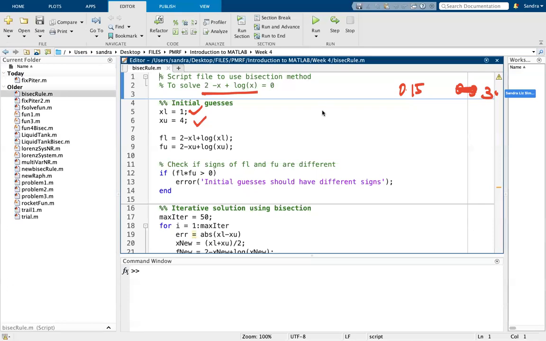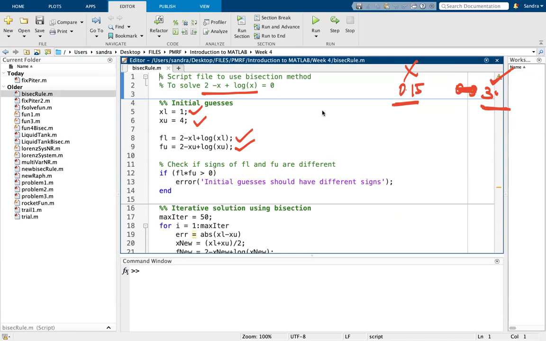So when I give this bracket 1 and 4, I should be landing in this solution because the 0.15 is not between this bracket. So I will not be getting that solution, I'll be getting only the 3 point something solution. Now I calculate the function value at xl, which is 1, and the function value at xu, which is 4.